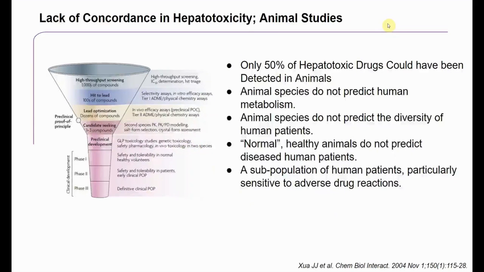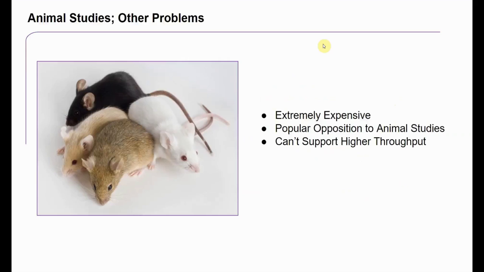But especially with hepatotoxicity, it turned out that only 50% of hepatotoxic drugs would have been detected in animals. So it turns out that animal species do not predict human metabolism of drugs very well, and animal species do not predict the diversity of human patients. Also, normal, healthy animals are not predictive of the effects of drugs and the problems of drugs in diseased human patients. And it seemed that when it came to hepatotoxicity especially, there was a subpopulation of human patients who were particularly sensitive to adverse drug reactions.